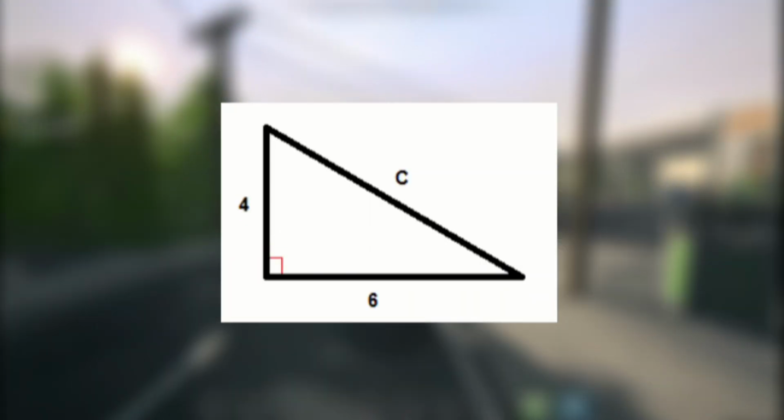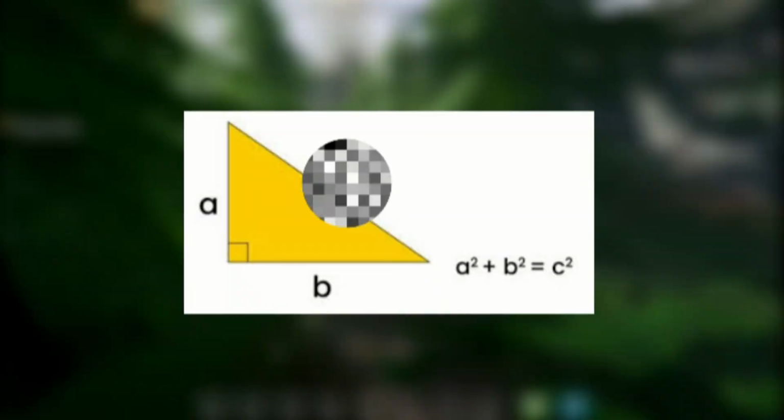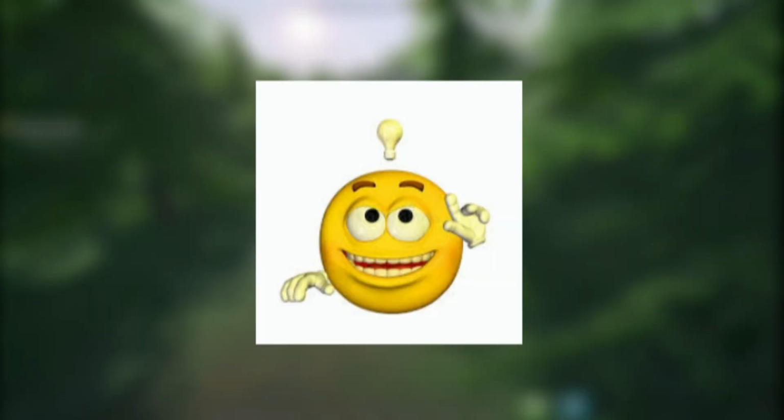In a right triangle, if you square the two shorter sides and add them, you get the square of the hypotenuse. This can be used to find the unknown third side of a right triangle when two sides are known.